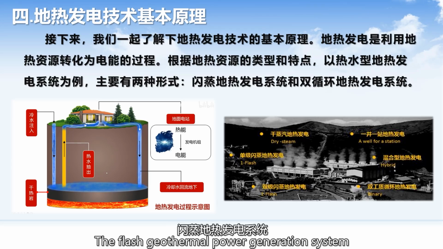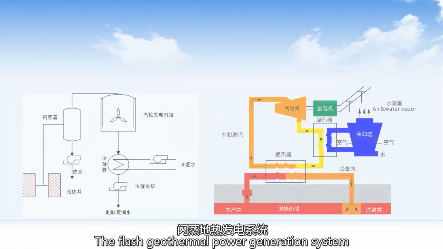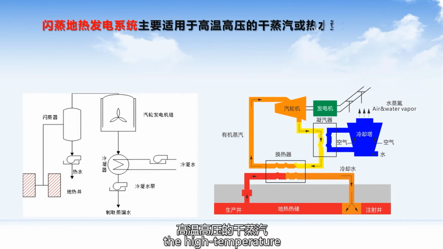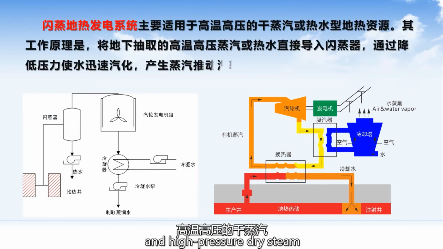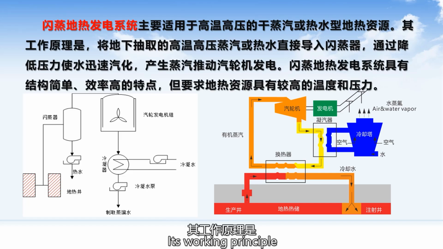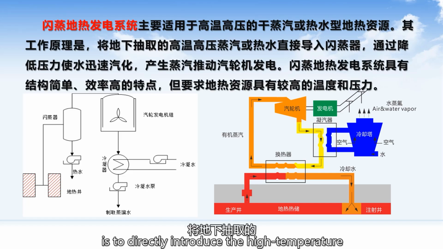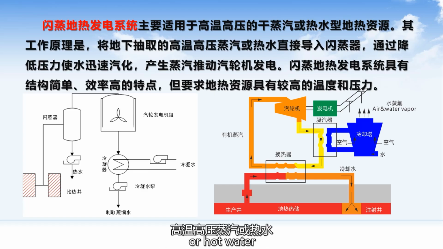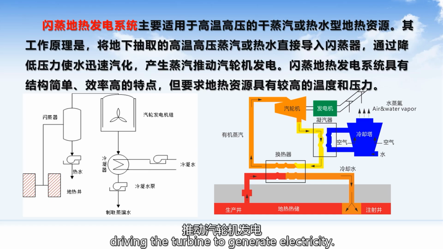system. The flash geothermal power generation system is mainly suitable for the high temperature and high pressure dry steam or hot water geothermal resources. Its working principle is to directly introduce the high temperature and high pressure steam or hot water extracted from underground into the flash evaporator, and reduce the pressure to quickly vaporize water to produce steam, driving the turbine to generate electricity.